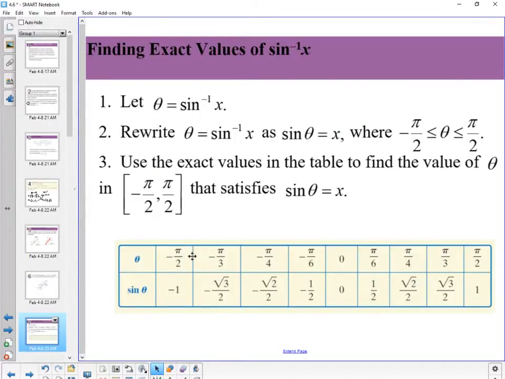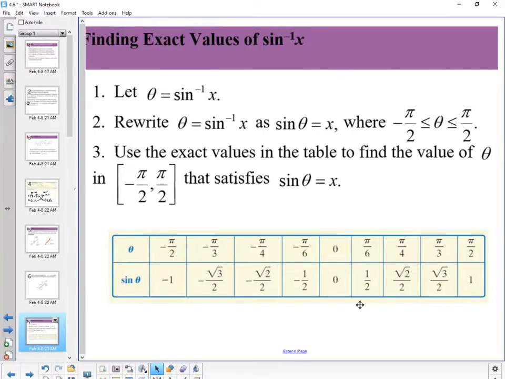Moving on. You might want to write these down or take a picture. Because we are restricting the domain from negative pi to pi halves, here's what the sine values will be. Over at negative pi halves, it should be -1, and so on, all the way through.